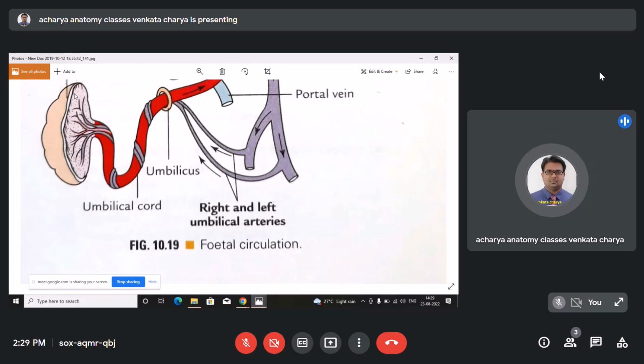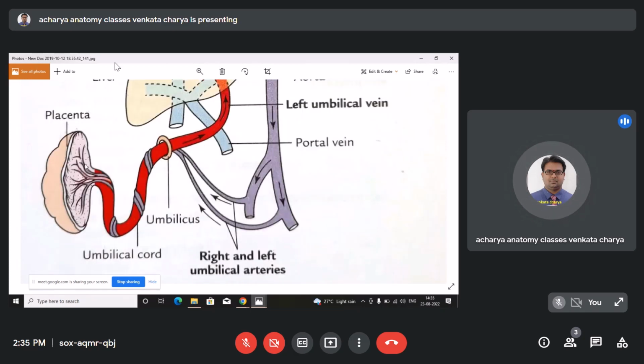This is a 10 marks question. Are you getting? The depressed area is called the fossa ovalis.